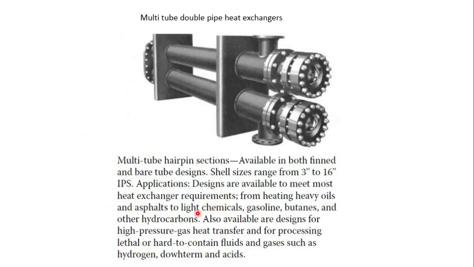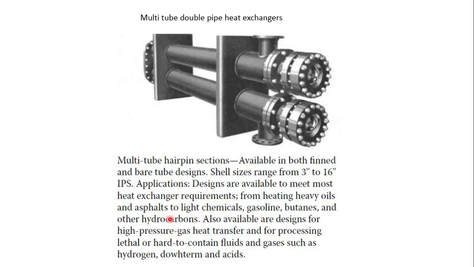So the multi-tube double pipe heat exchangers are also available, in both finned and bare tube designs, and they are extensively used in the industry. The shell sizes for the multi-tube double pipe heat exchanger range from 3 inches to 16 inches, IPS standards. The applications include heating of heavy oils and asphalts to lighting chemicals.